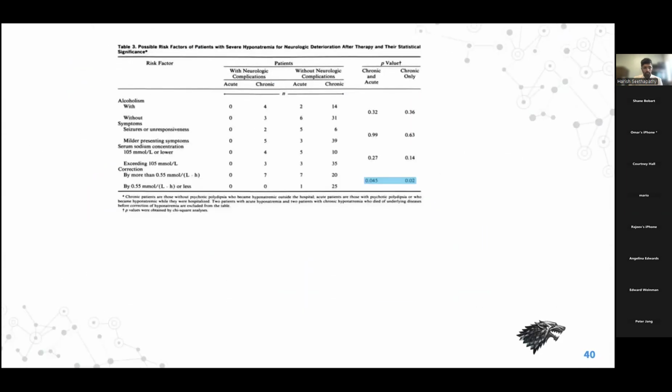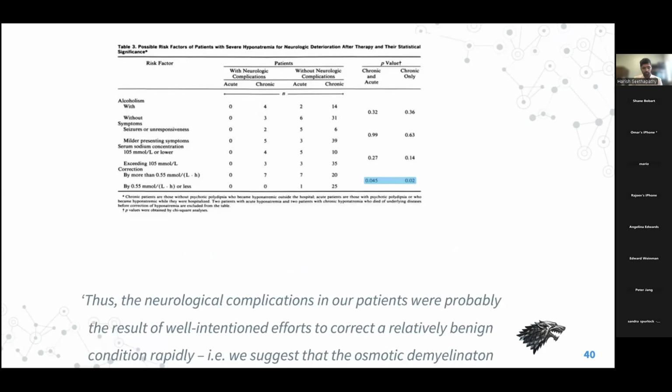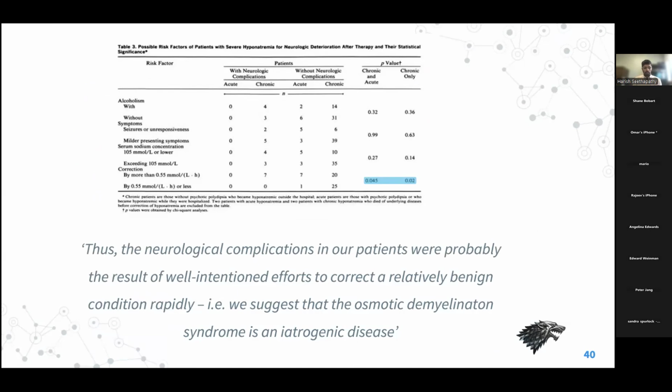And how do they know that? Well, I point you to this very nice chi-square table that was done at that time with other risk factors such as alcohol, and they proved that a correction rate of greater than 0.55 millimole per liter per hour, which roughly translates to around 12 in the first day, was the only risk factor that was significant in the chi-square table.